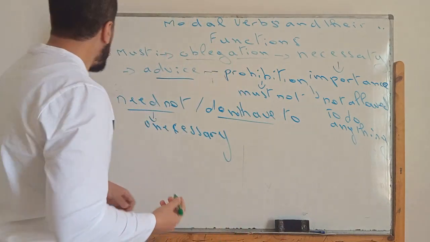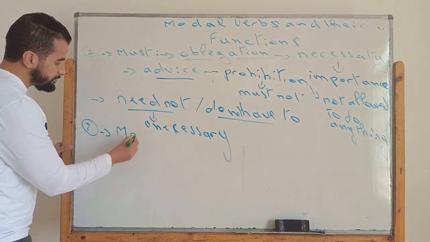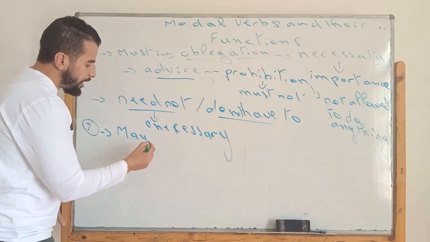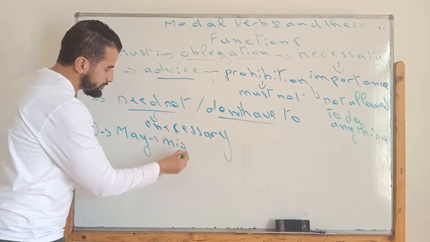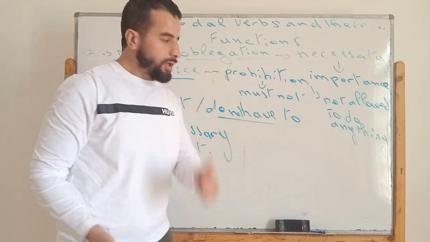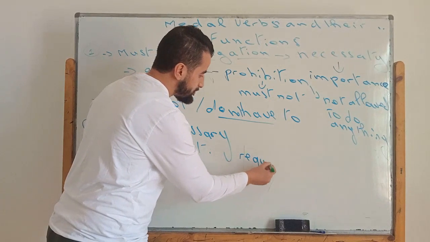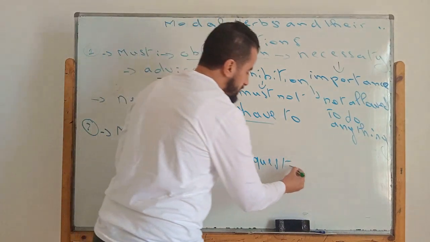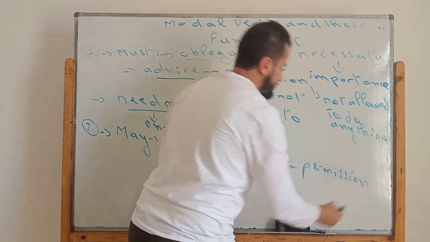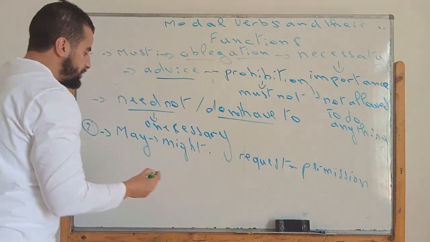So need not. The second modal verb is may. May, the past simple of may is might. Alright? It also has many functions. The common function is what? Is a request. The second one is permission. Right? Permission. The other one is possibility.